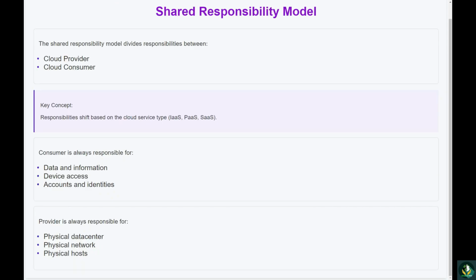The shared responsibility model is a fundamental concept in cloud computing that delineates the division of responsibilities between the cloud provider and the consumer. To fully grasp this model, let's first consider a traditional on-premises data center scenario. In a conventional corporate data center, the company bears the full weight of responsibility.